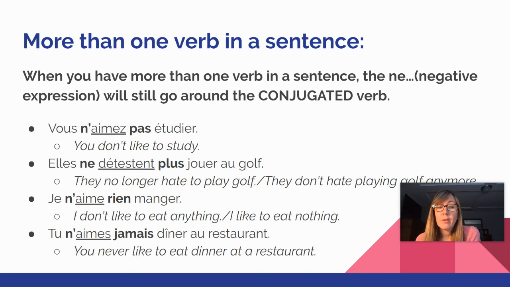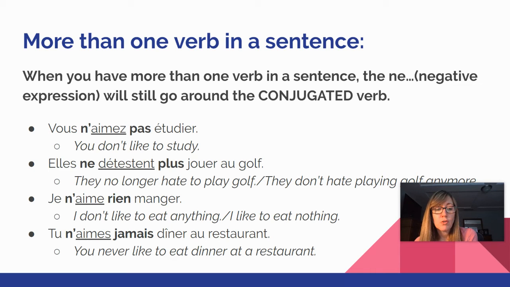Sometimes you will have compound verbs where you have two different verbs in the sentence, but the rule is always the ne and your negative expression, be that pas, rien, jamais, plus, whatever that negative expression is, it always has to go around the conjugated verb. So if you have two verbs in your sentence, like our first example here, vous n'aimez pas étudier, it's going around aimer because that is our conjugated verb. Elle ne déteste plus jouer au golf. It's going around déteste because that is our conjugated verb in the sentence. And you can tell that the verb after it is in its infinitive form because it still ends in er.